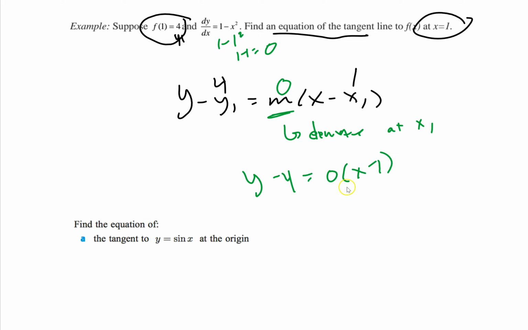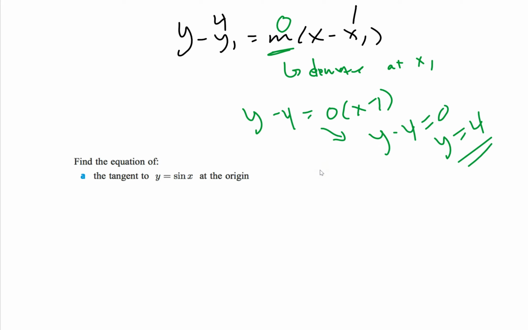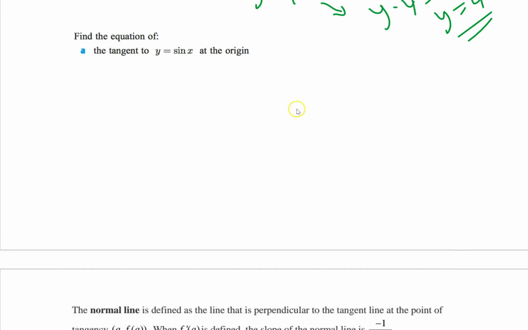That is fine to leave it like that. People are gonna think you're weird though, because you don't know what 0 times anything is 0. So you get y minus 4 equals 0, or y equals 4. Which is a fine answer. Right? Don't be scared by the zeros. Let's do one more of this type, and then we'll move on to the second type of problem.